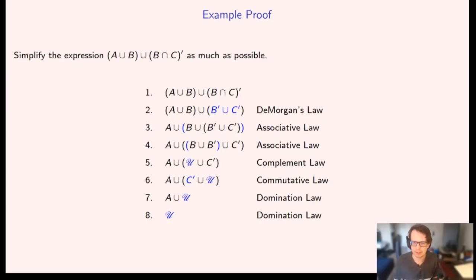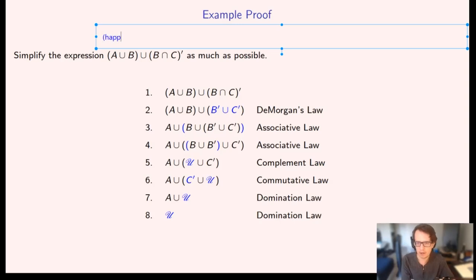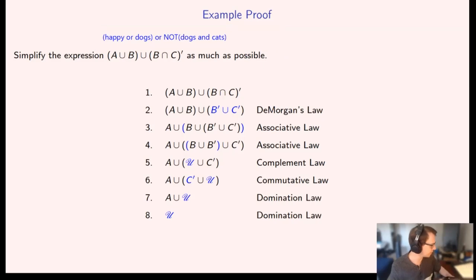Okay. So let's say we get a set like this, A union B union, and then B intersection C complement. And I want to simplify this as much as possible, and I want to give this some sort of meaning. So let's say I want to take a look at the computer and find all the things that are either happy or dogs or not dogs and cats. So I want to find all those things.